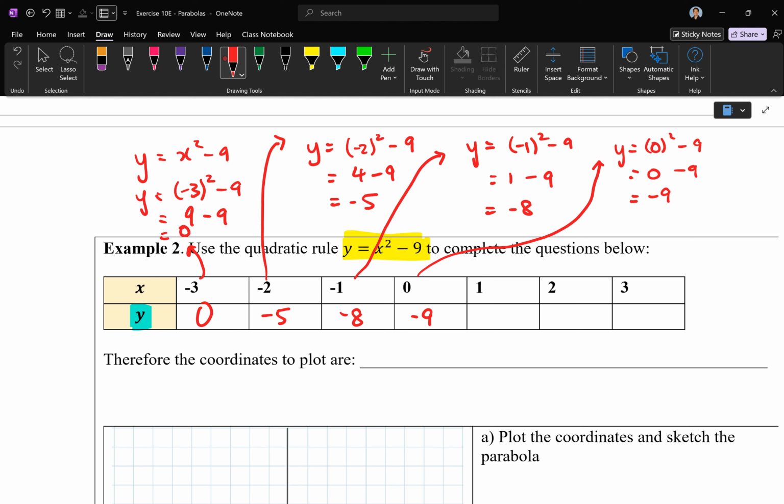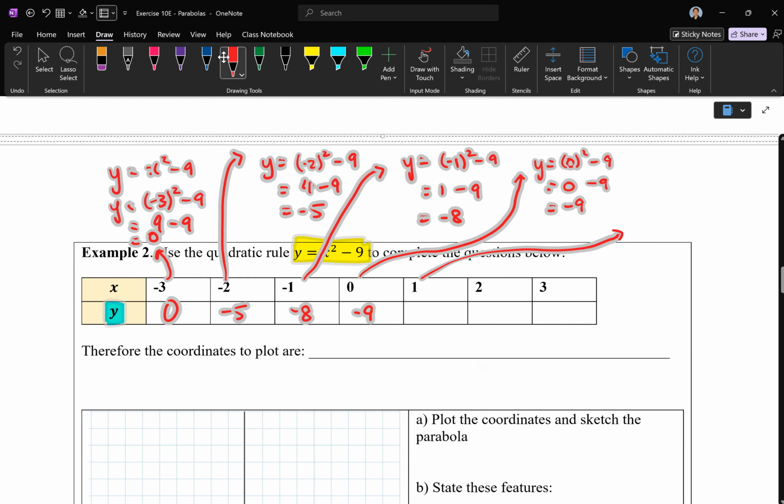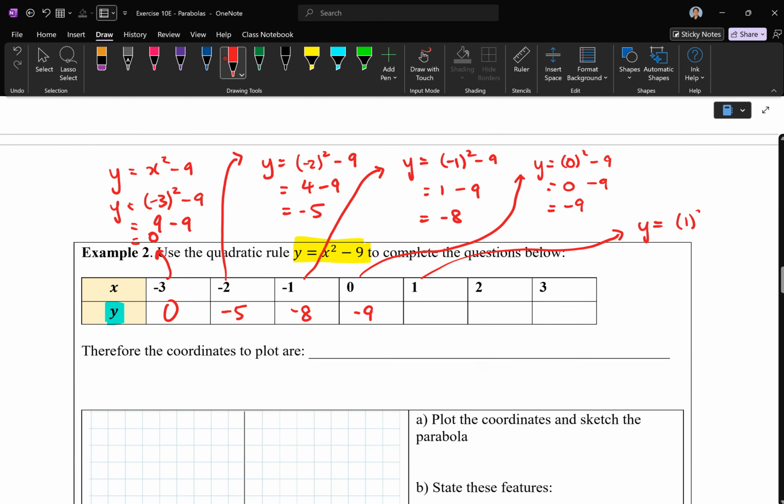So if you sub 1 in, you'll realize there's a pattern. If you tried 1 now, y is equal to 1 squared minus 9. You'll end up again with 1 minus 9 is negative 8, and you start to see a pattern. This one over here and this one over here end up being the same, 1 minus 9 and 1 minus 9. So both answers end up giving you negative 8.